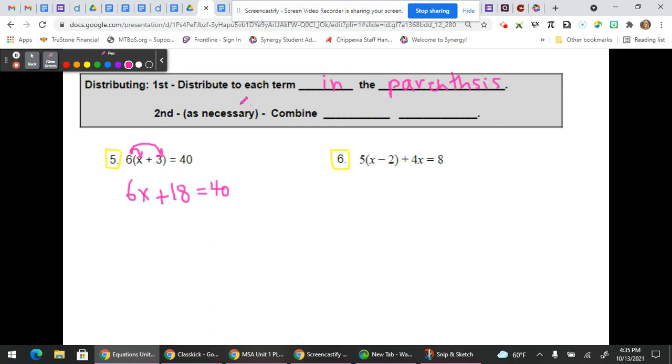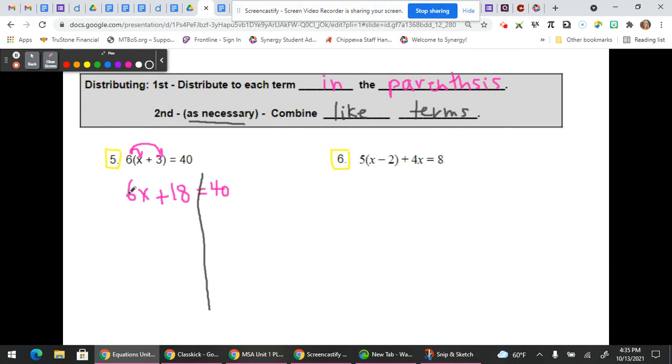Now, the second part says, as necessary, combine like terms. That's what we're going to do. But if you look here, there's no terms to combine on the left or the right, so we're just going to solve. So that's why it says, as necessary, combine like terms. Can you go ahead and add that in your notes? Like, add terms.